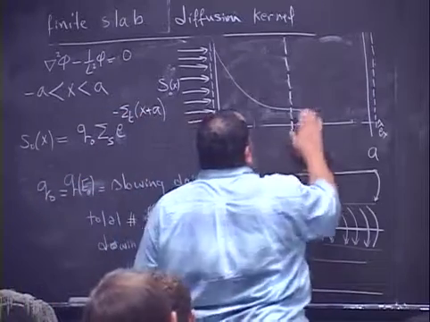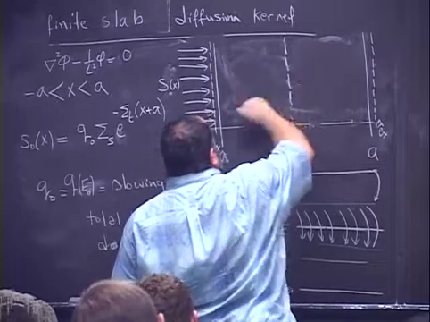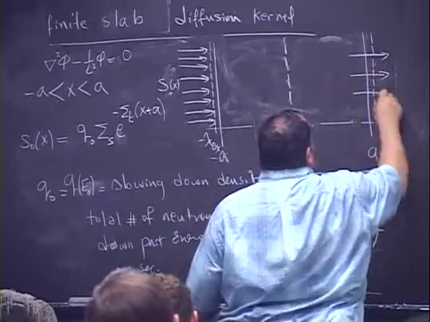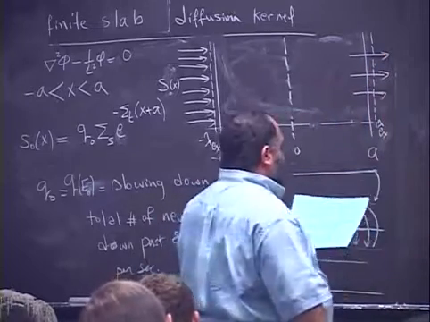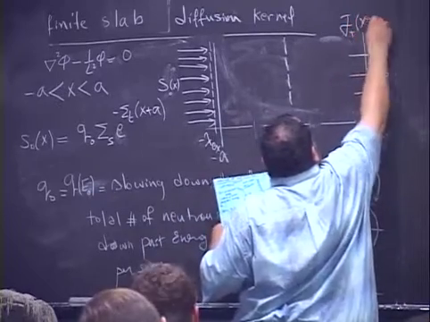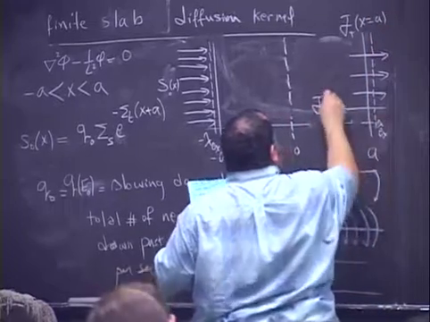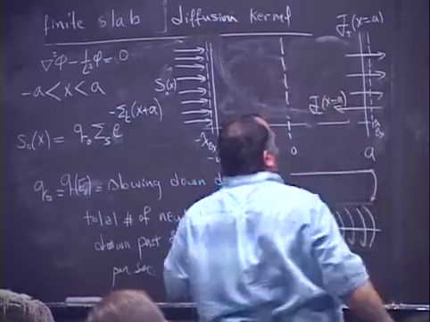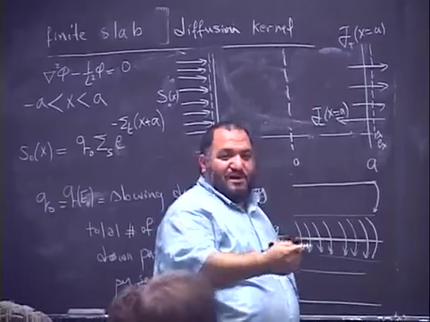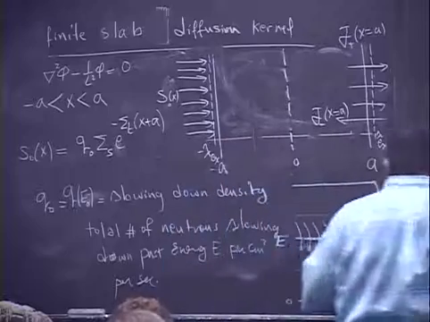Because now you have a source that feeds neutrons inside, the neutrons might get absorbed here, and then you will have neutrons coming out from the other side, and this is J plus at x equal to A. So what is J minus at x equal to A? Zero. You do not expect neutrons coming from a vacuum to get into your system. Yes?